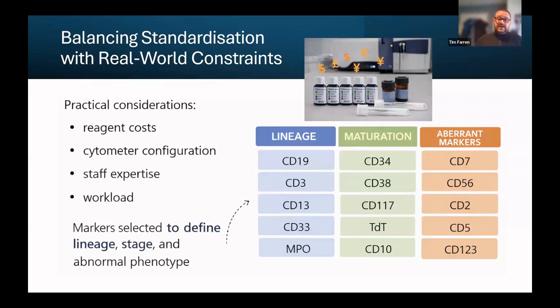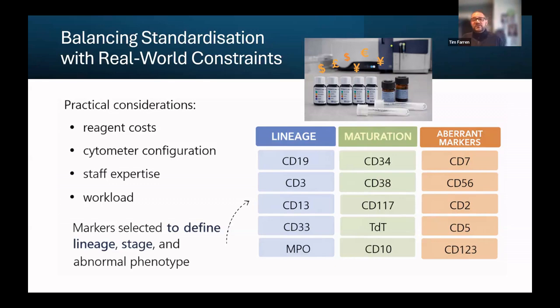In addition, staff expertise and staff training are very critical. We know that high parameter panels require confidence in both the initial setup in the laboratory, and the interpretation, and that will vary across laboratories. And of course, we can't forget workload pressures, because workload pressures mean that any panel needs to be very practical. It needs to be efficient and sustainable within a busy service environment. So rather than simply adopting standardized panels, many laboratories develop adapted approaches that balance best practice with what is feasible for your local service.